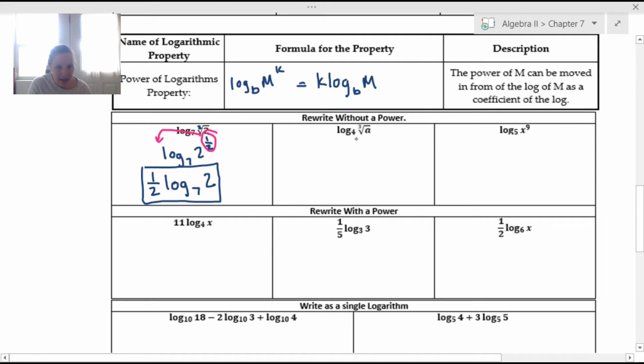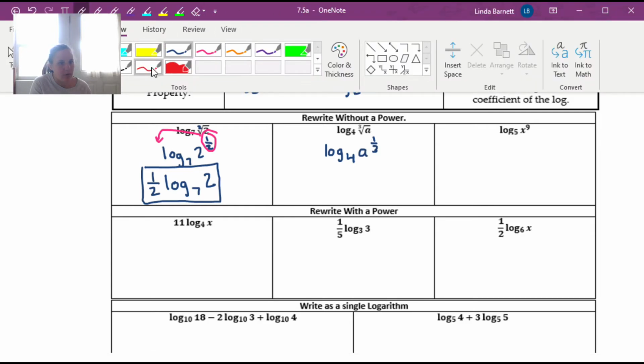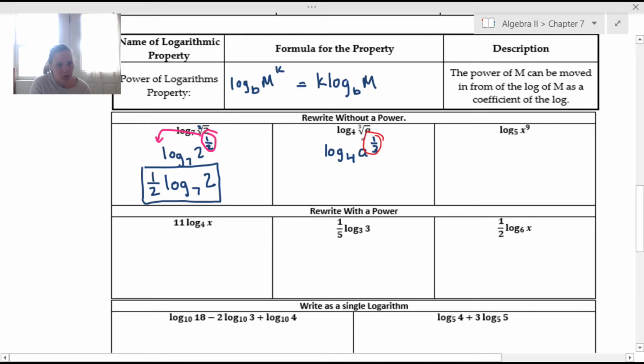All right, again, this one, the cube root of a. First, let's write it as an exponent. Log base 4 of a to the power of 1/3. That 3 becomes the denominator of that exponent. And then the 1/3 can move out to the front. And then it just becomes 1/3 log base 4 of a.